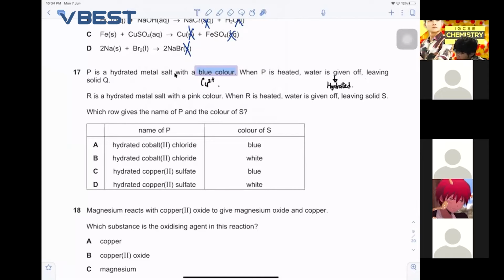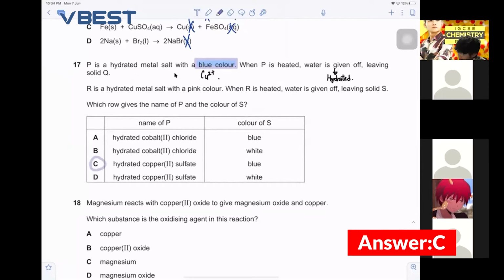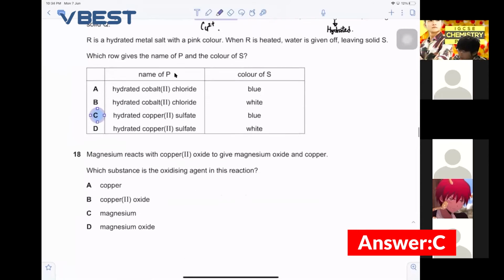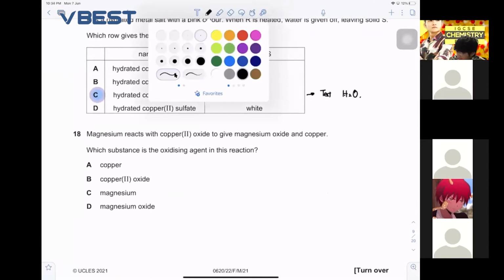Okay, and hydrated salt is pink color when it's heated. Water is given off. In fact, this is your hydrated copper 2 sulfate, right? So my answer is C. And this is used to test H2O. Okay, next, let's continue.